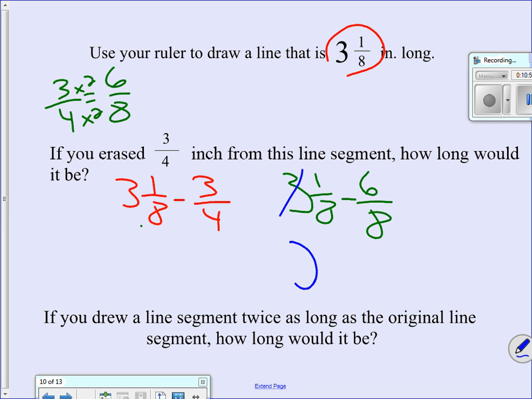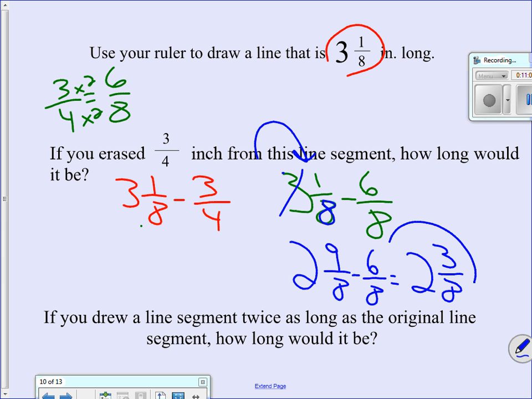This becomes a 2. I have an 8 written here, so with the 8 here, that means this is 8 over 8 that I have to put into that. So it's 8 plus 1 is 9 over 8. Subtract 6/8. I get 2 and 3/8. That's my answer.